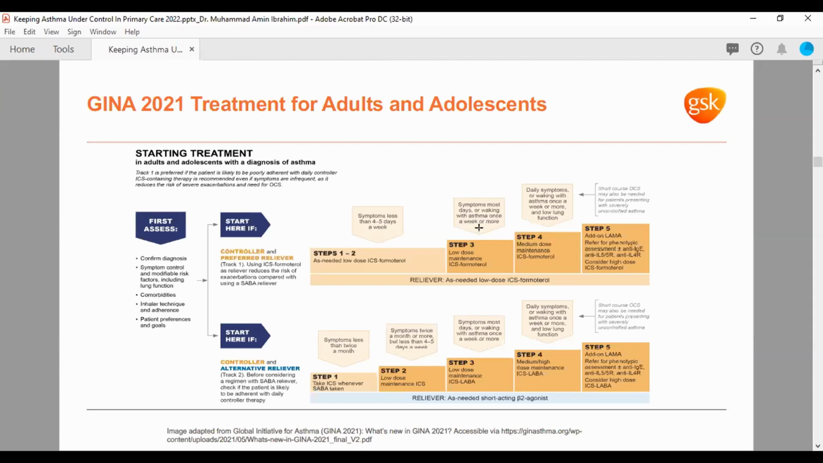If a patient has more severe symptoms, most of the day, causing awakening at night, and nocturnal symptoms more than once a week, then this group of patients we want to give step 3 treatment. Those who have daily symptoms, then you want to consider step 4.